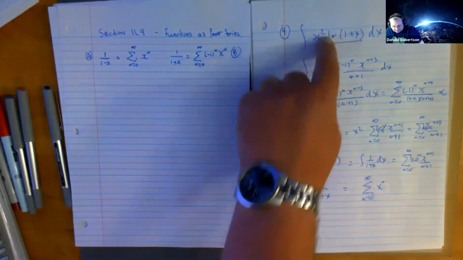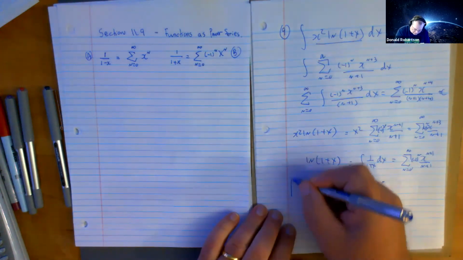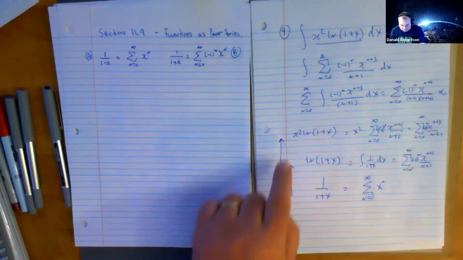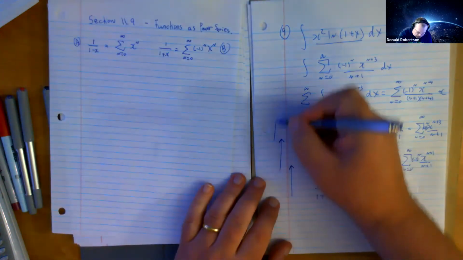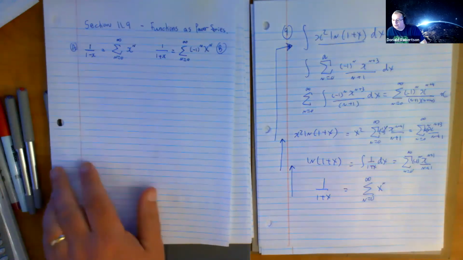So to get that guy, I started with this fella. This fella then allowed me to get that guy. That guy allowed me to get that guy. And once I got this guy, I could then go up here and actually do what I needed to do, which was integrate.